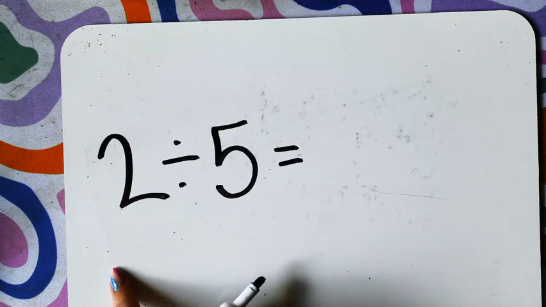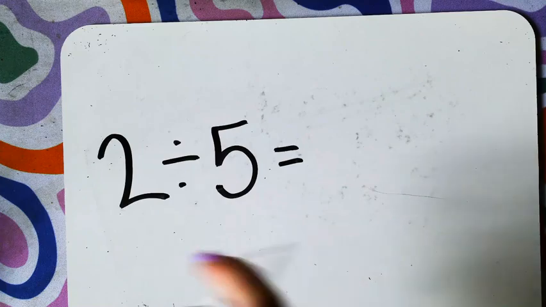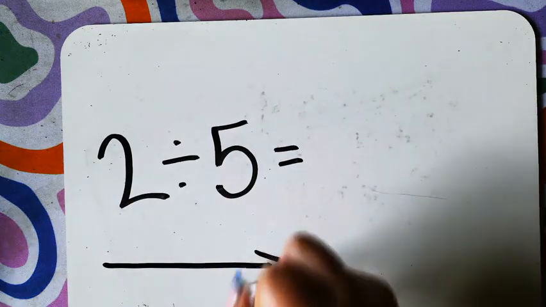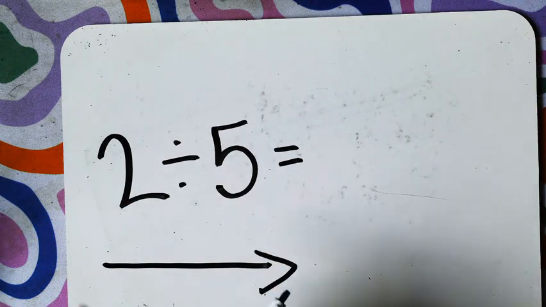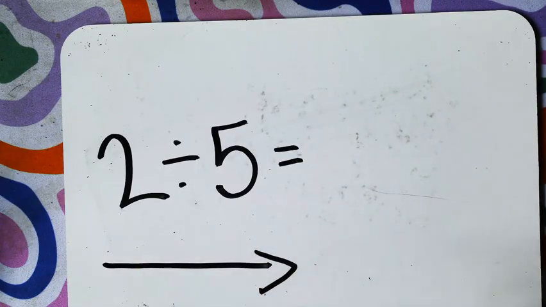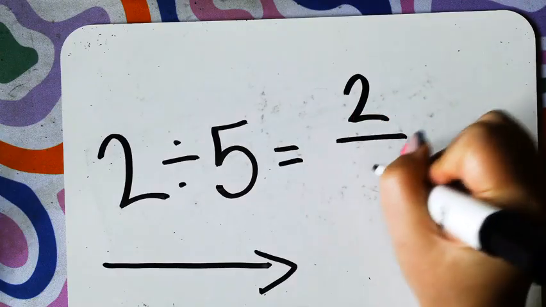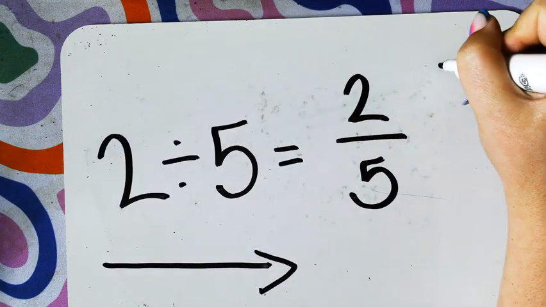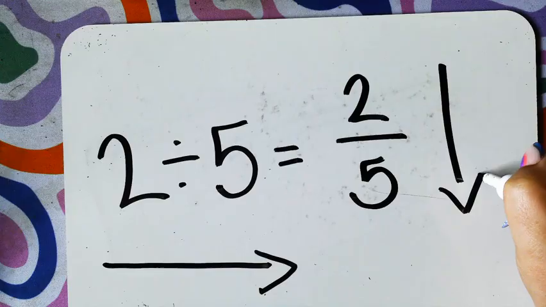When I'm reading a division problem, I read it from left to right. And when I rewrite this as a fraction, I'm going to do the same thing, but read it from top to bottom. So I'm going to read this as 2 divided by 5, top to bottom. Now another problem.